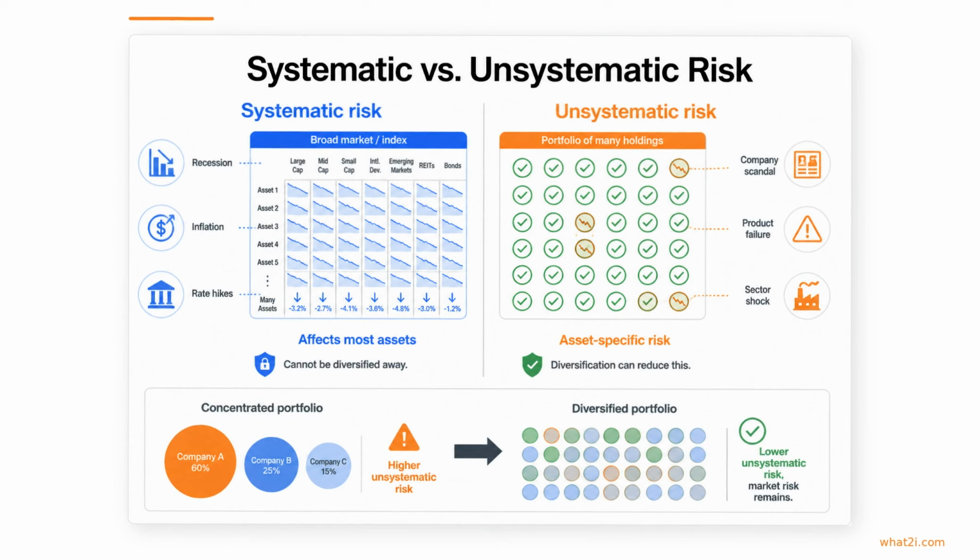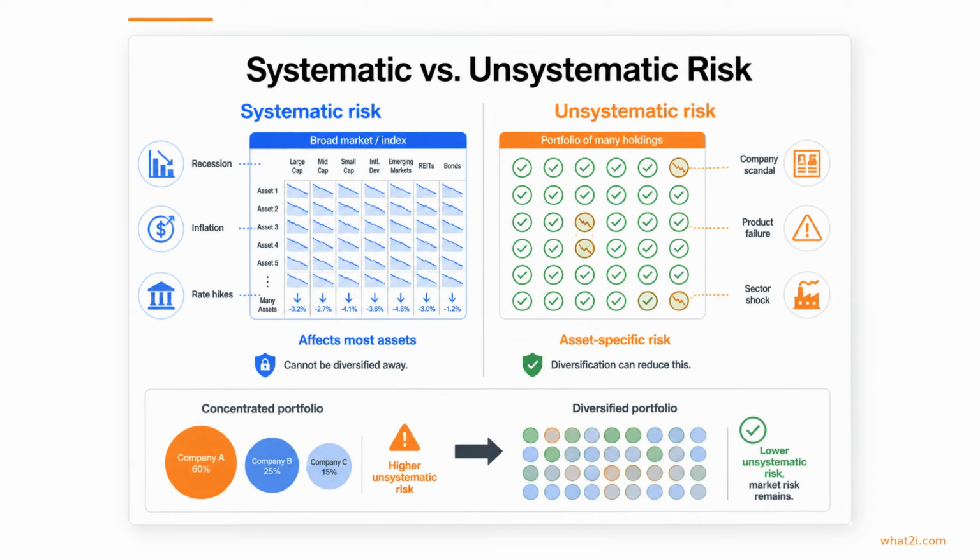Systematic risk is market-wide risk, such as recessions, inflation shocks, or changes in interest rates, and it affects many assets at once. Unsystematic risk is specific to a company, sector, or individual security, such as a scandal, product failure, or regulatory problem. Diversification is very effective at reducing unsystematic risk because that kind of risk can be spread across many holdings. But diversification cannot fully remove systematic risk because broad market forces still reach most of the portfolio. That distinction helps explain why even diversified portfolios can suffer during major market downturns.